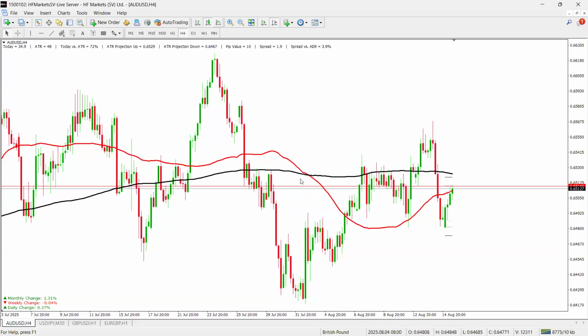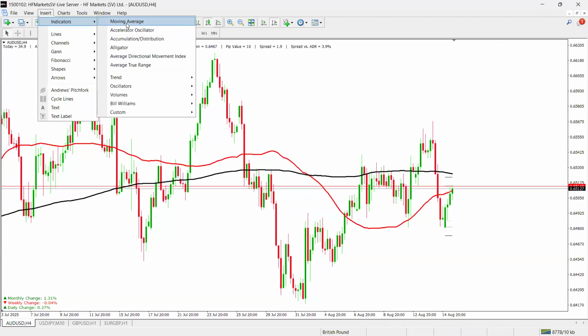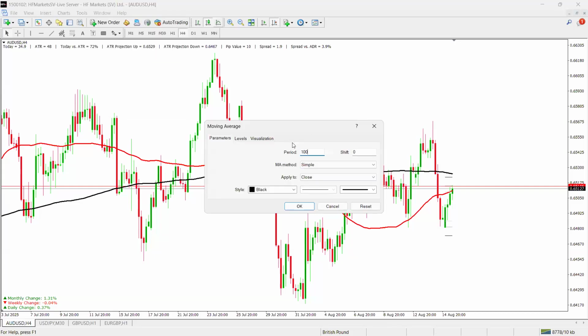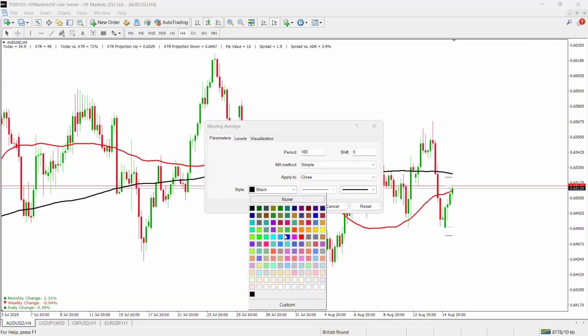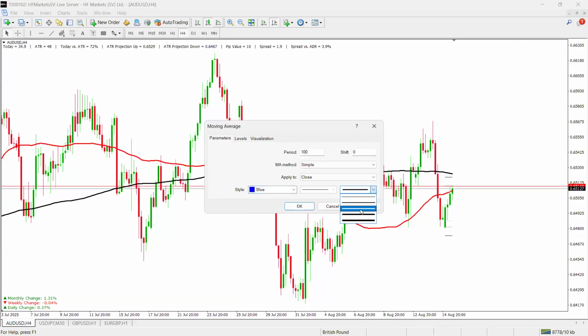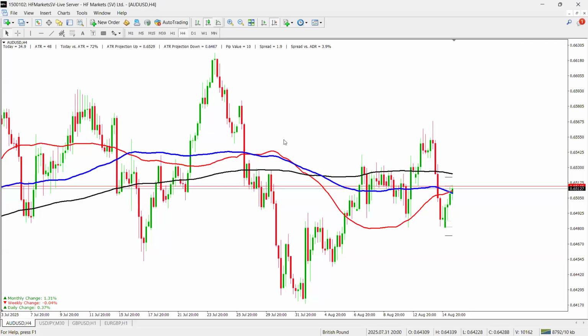Look at this move here. Let me also add 100 and see the dynamics of 50 and 100. We've used black and red, so let's use blue for this, slightly thicker so that it does not disturb the other ones. Great. You can clearly see this is 100, this is 200, this is 50. Just remember, 100 is blue, 50 is red, and the black is the slowest, which is 200.